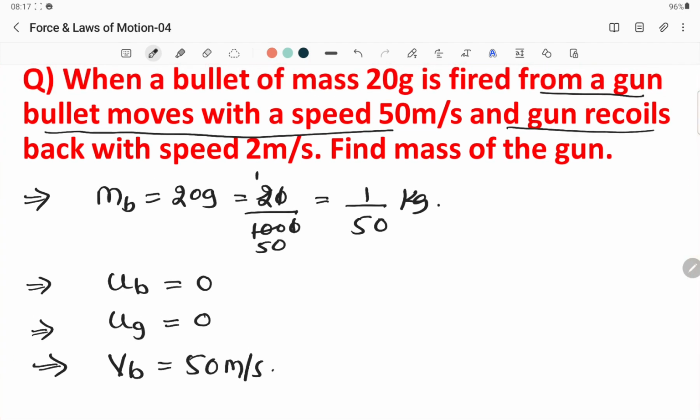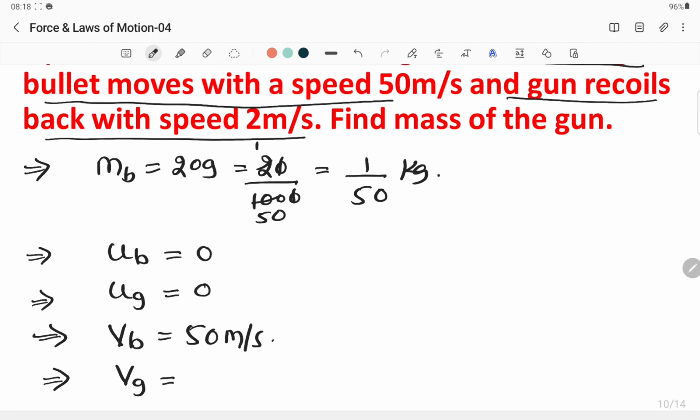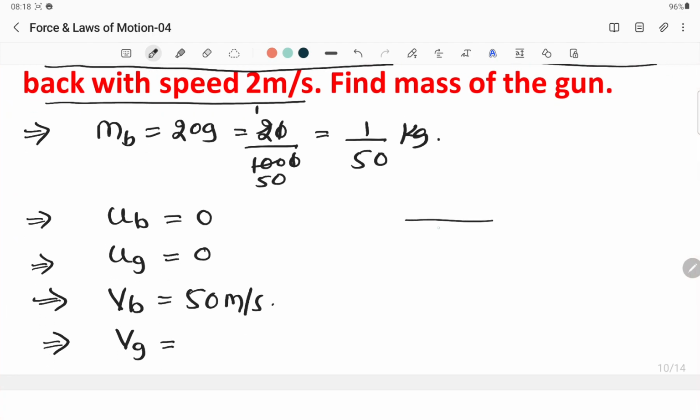Correct? And the gun recoils back with velocity 2 meter per second. That means the final velocity of the gun is also given. So it is coming back with how much speed? It is coming back with speed 2 meter per second. Have an observation at the gun, so that you understand it in a better way.